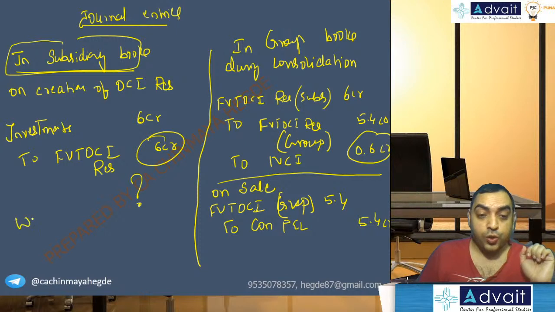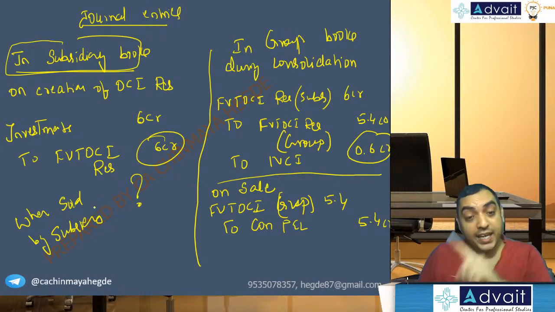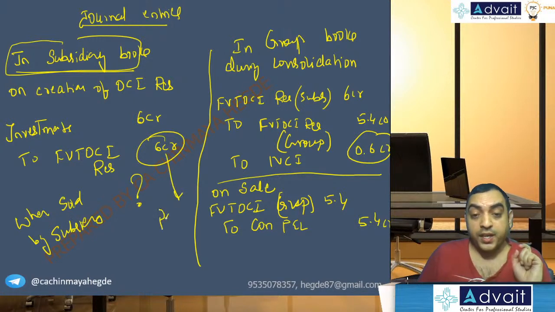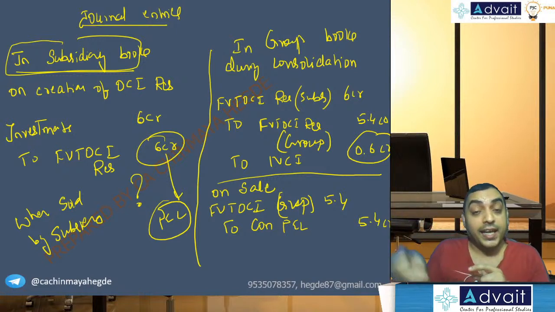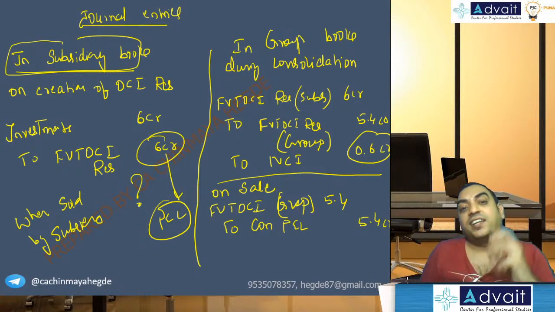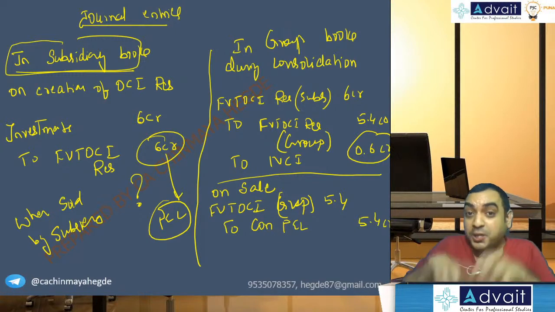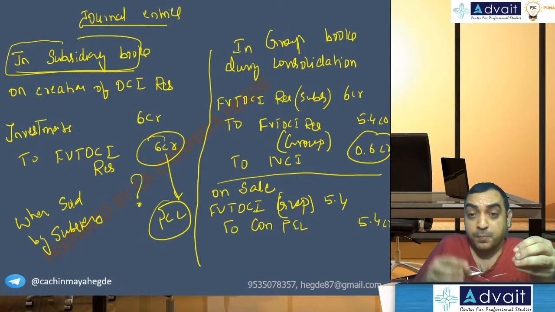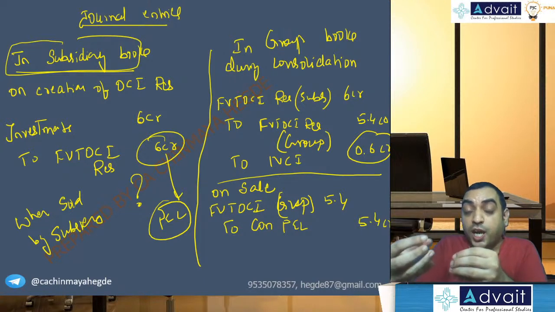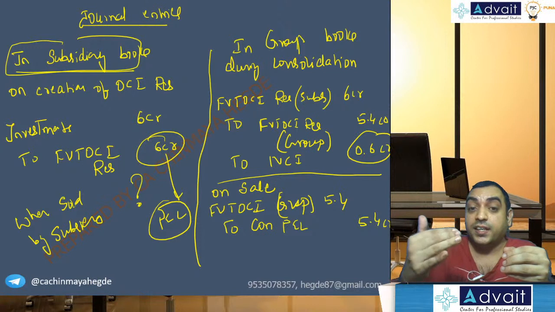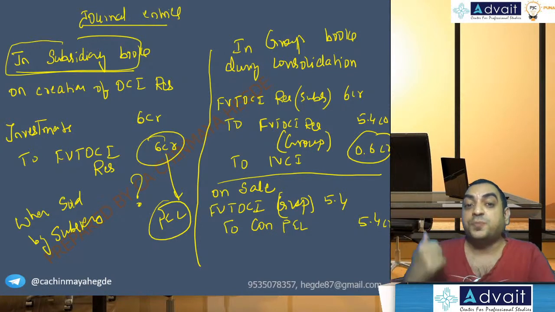When it is sold by the subsidiary company, then they will transfer this to the P&L account. When the subsidiary company sells, then in subsidiary books, they will transfer it to the P&L account. But now what is happening? The holding company has a subsidiary company which has got investments. Now, because they're selling the subsidiary, you have to account as if you're selling the investments also.